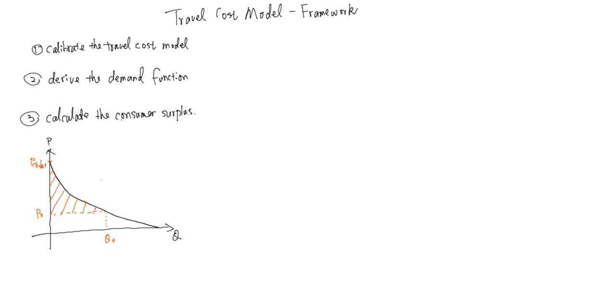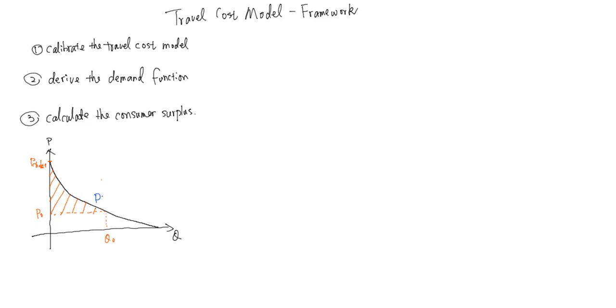Let's say I want to calculate the consumer surplus, which you should have learned in an intermediate micro class. Let's say this is a demand curve. You know that the current price is P0 and the quantity is Q0. So the consumer surplus is below the demand curve and above the price. So it is the red shaded area.